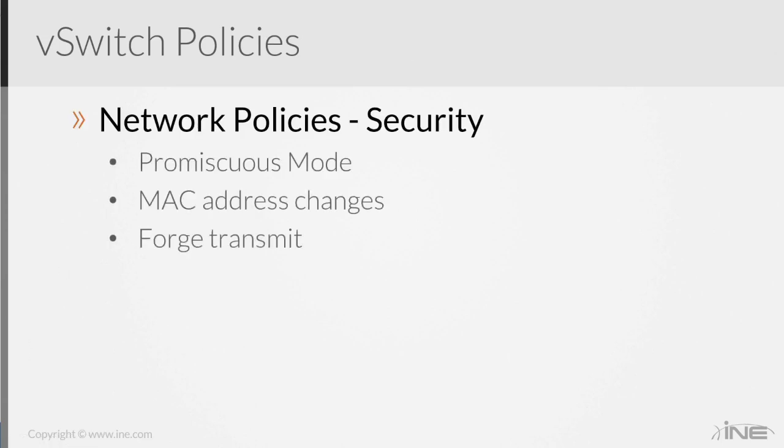So in this section we will discuss and demonstrate the security policies. The security policy falls under promiscuous mode, MAC address changes, and forged transmit. Let me pull up my vSphere web client so we can have a look at these settings.